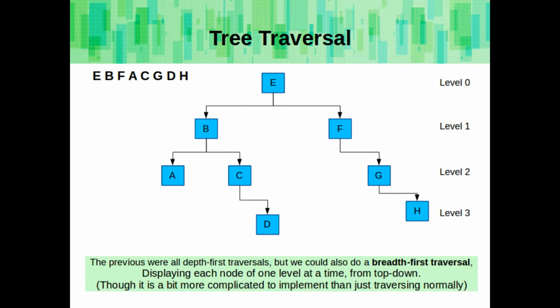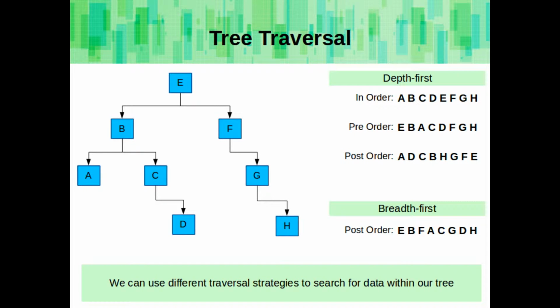Or we could take a breadth-first traversal approach, where we display each node of one level at a time, going from top down. We can use these different traversal strategies to search for data within our tree.